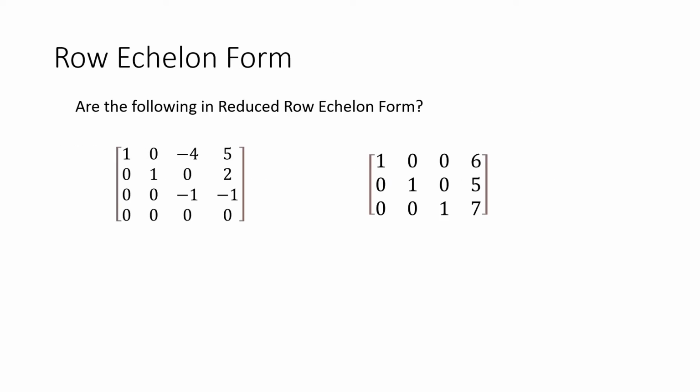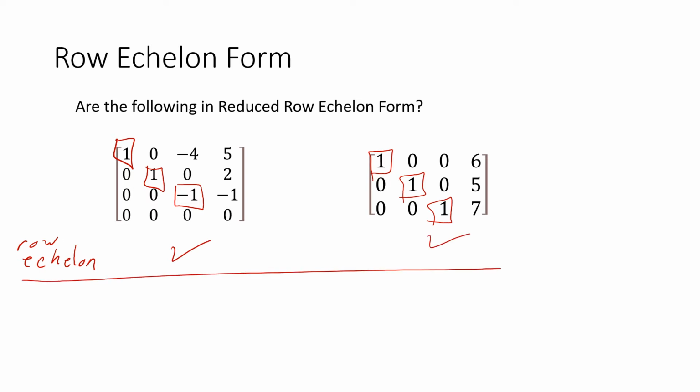Look at these two matrices. Again, mark off the leading entries. And you can see that both of these matrices are in row echelon form. So they both meet the conditions for row echelon form. But now what about the two new ones? So leading entries are 1. Well, not here, because you have a leading entry that's a -1. So that fails. The one on the right does meet that criteria.